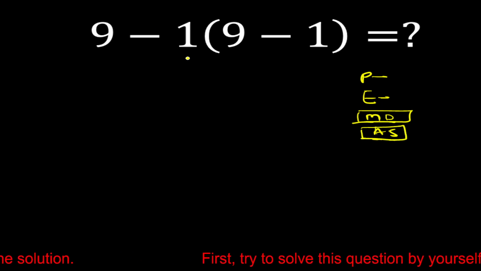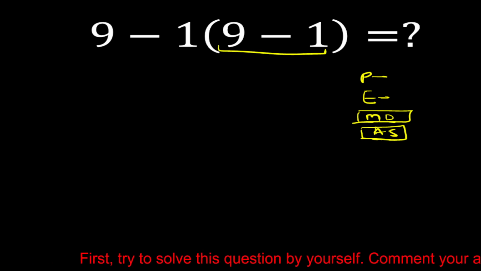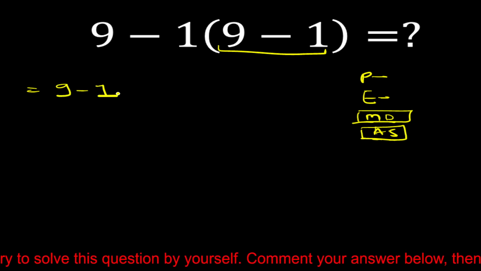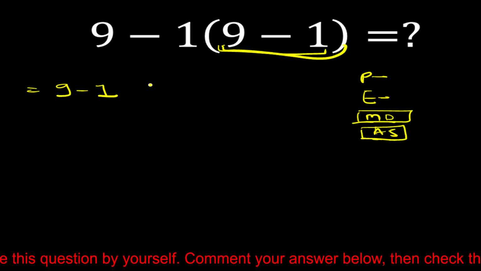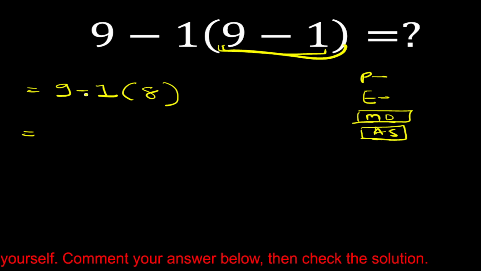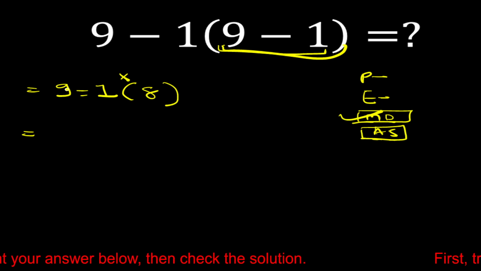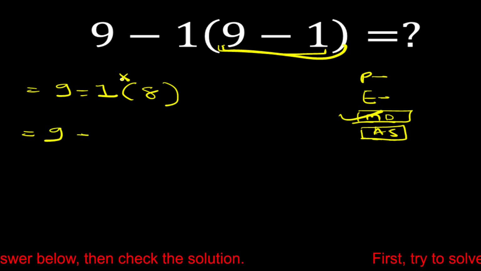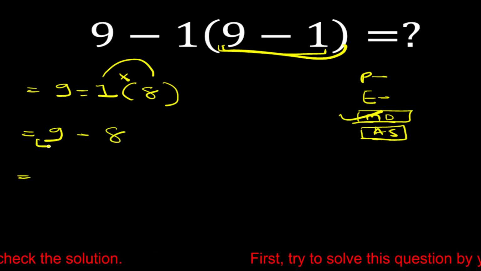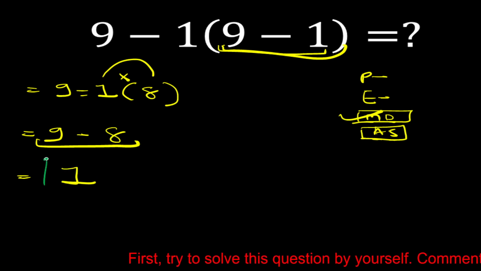Okay. So here the first priority is parenthesis. So therefore we have to solve this parenthesis first. Okay. 9 minus (1 multiply by 9 minus 1). Now solve this parenthesis. 9 minus 1 is equal to 8. Okay. Now here is 1 subtraction and here is 1 multiplication. So first priority is multiplication. Okay. So 1 multiply 8 is equal to 8. Now 9 minus 8 is equal to 1. Okay. Therefore the correct answer is 1.